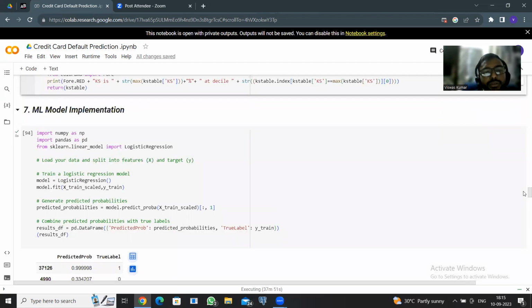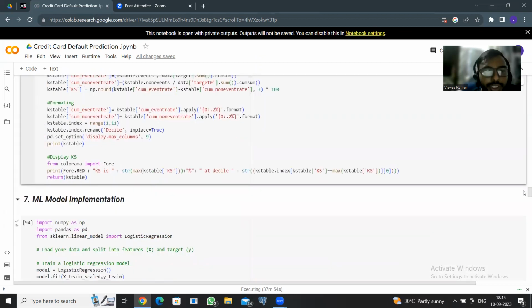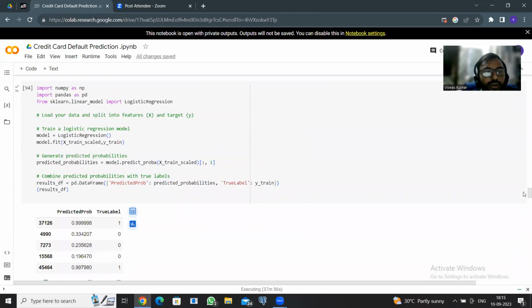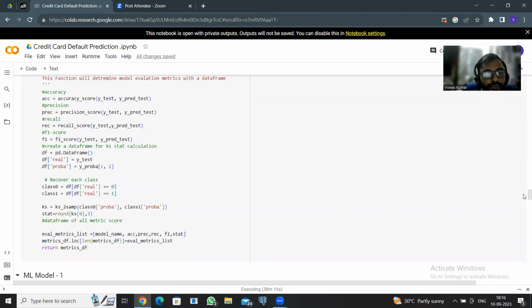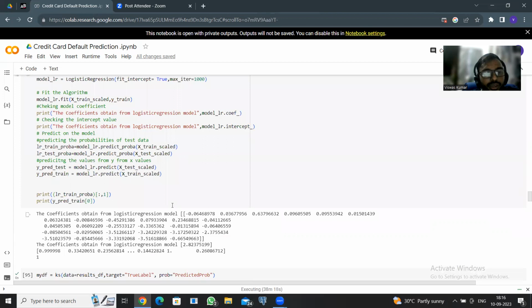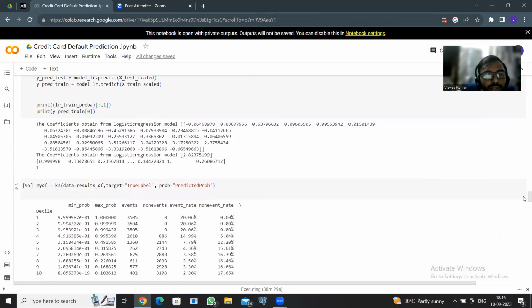Coming to the model implementation, first we will use logistic regression for the classification problem. We import the logistic regression model from scikit-learn's linear model module. Here we fit the model using logistic regression. We can see the coefficients obtained from the logistic regression for each and every feature, and the highest feature, number 63, is among the best features from the logistic regression.